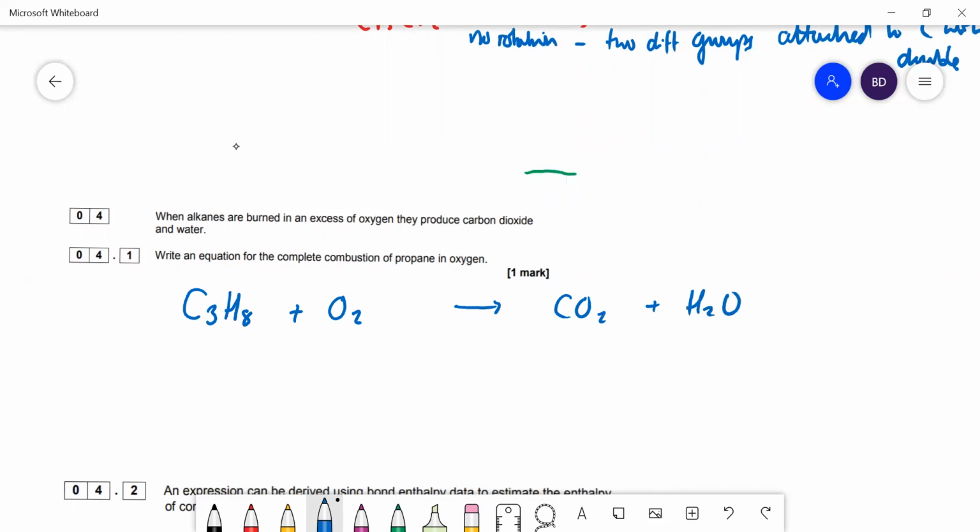We've got 3 carbons on the left, so we need 3 CO2s. We've got 8 hydrogens on the left, so we're going to need 4 waters. That means on the right-hand side we have got 10 oxygen atoms, so we need to put a 5 in front of the O2. So that is the equation.